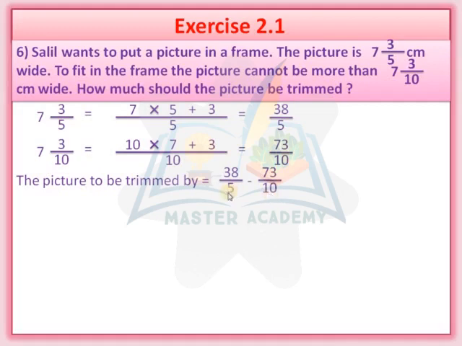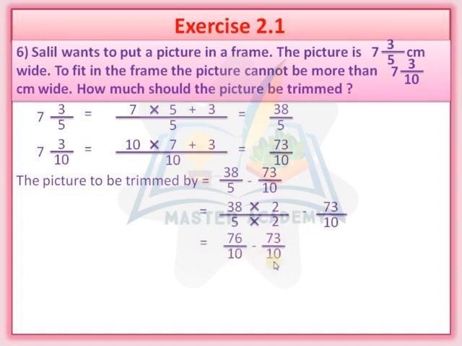Now you are going to find out the LCM of 5 and 10. Okay, so you can see 38 multiplied by 2 upon 5 multiplied by 2, because the LCM is 10, right? 5 to the 10, so we will multiply by 2 in the denominator and the numerator both. So the answer is 76/10 minus 73/10.